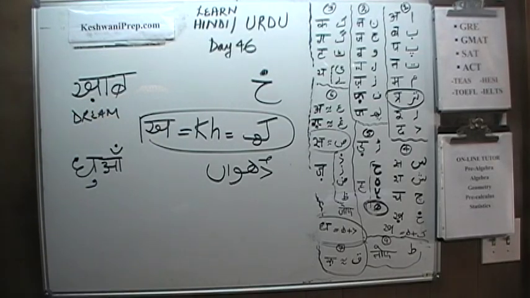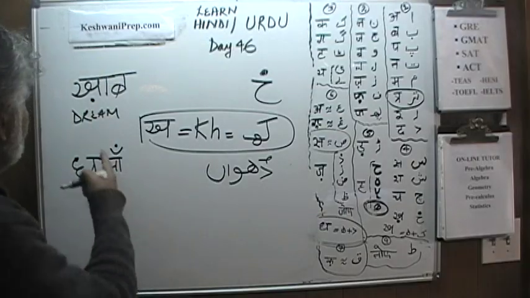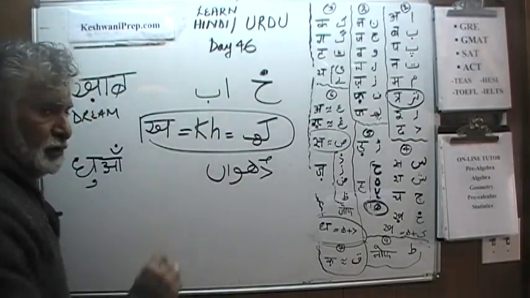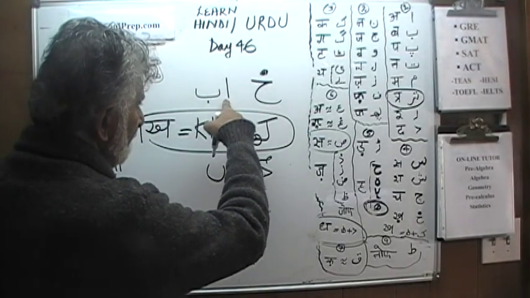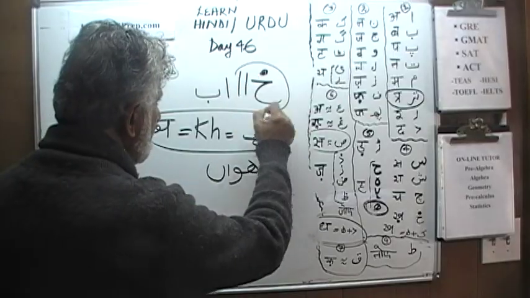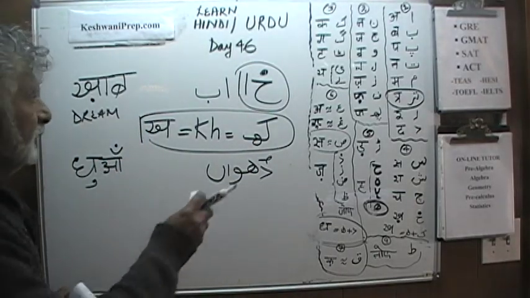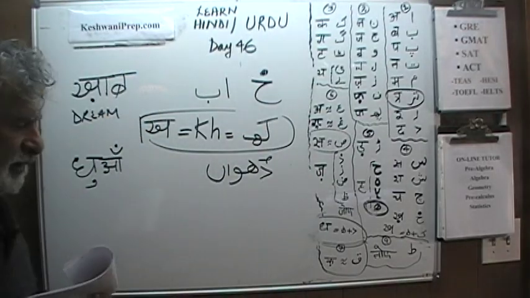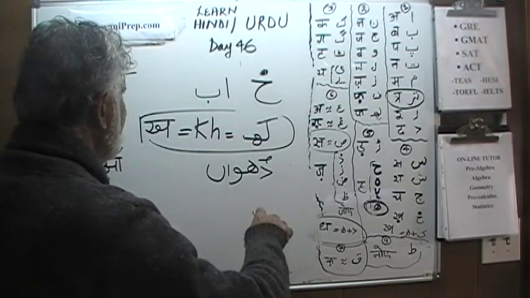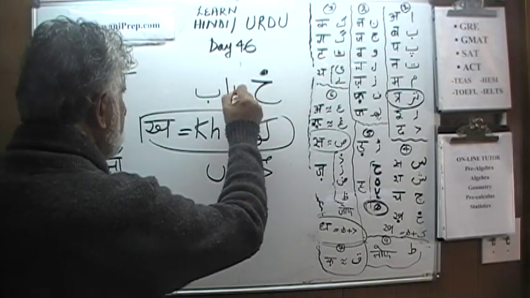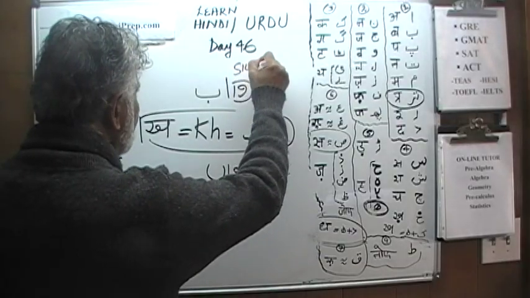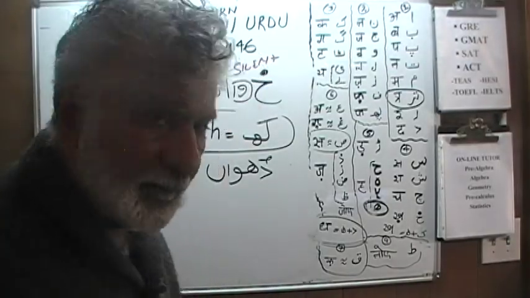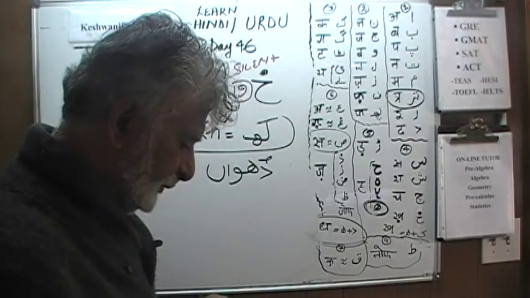But how do we write khwab in Urdu? You would think it's just like here: khe, alif, and a ba. That's what you will assume. The reason I'm putting alif so far away from the kh is because stuck in the middle is a silent vowel, the waw. This vowel is silent. So it's not khawab, as most people mispronounce it, as I told you. It's khwab. Khwab means dream.